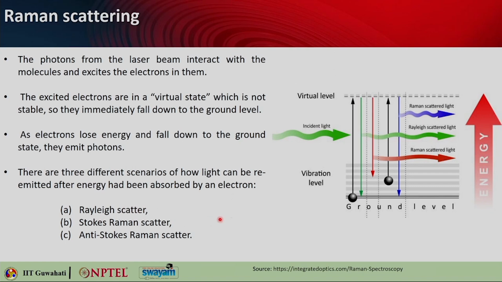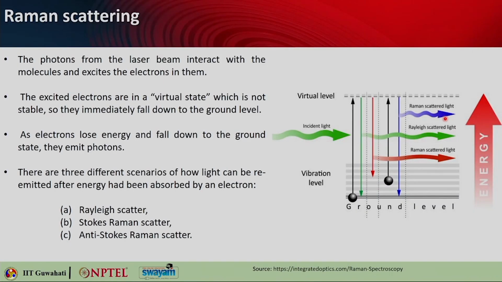There could be the other possibility also, that the electron was initially in the vibrational level, went to the excited level, and while coming back jumped down to the ground level. It means it has given up a higher energy. In that case, you are getting a larger energy of the scattered photon. That is basically anti-Stokes Raman scattering.